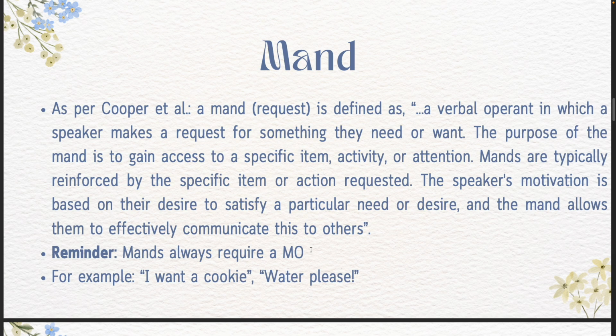If there's an MO and this learner is requesting for it, chances are it's a mand. For example, I want a cookie, water please. For both of these, they are only a mand when, let's say, this learner wants a cookie, right? They're asking for it. Or in this case, water please, if the learner is thirsty, then they're manding for it, right? So as you can see in both of these examples, the MO is there, that want is there. Okay, so just make sure that a mand is distinguished by its MO.